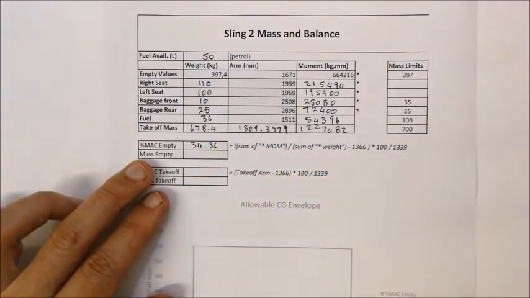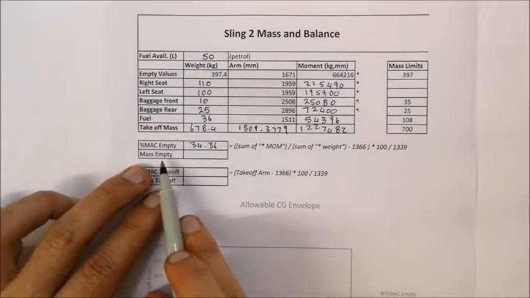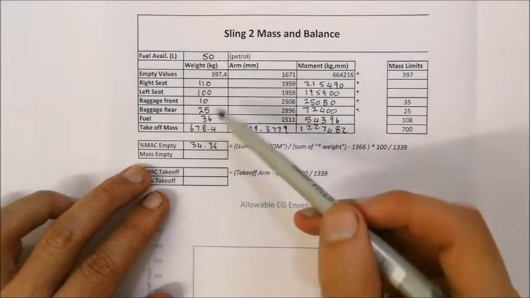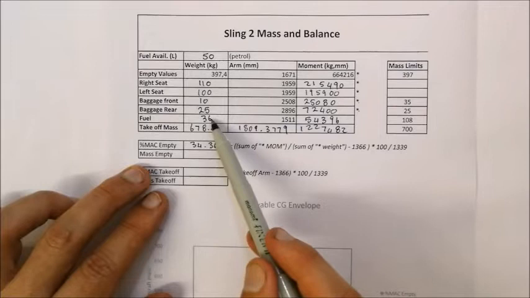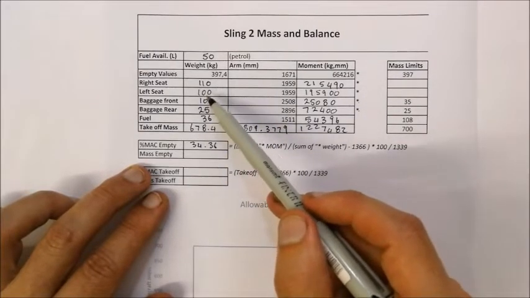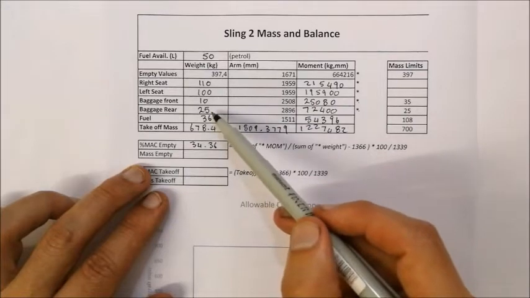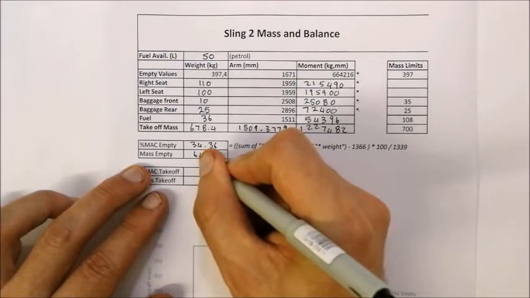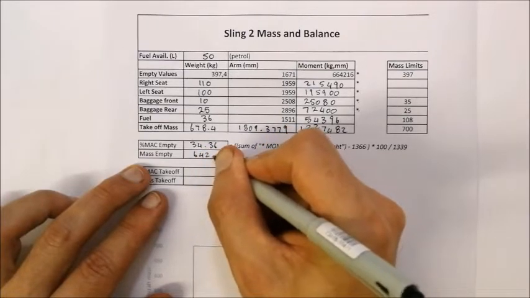34.36. And then we'll also be looking at what is the mass when it's empty. So remember, that is going to be all the values over here except for the weight of the fuel. So 397.4 plus 110 plus 100 plus 10 plus 25, and that's going to give us an answer of 642.4.